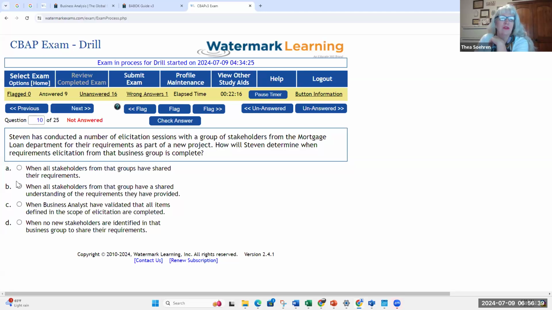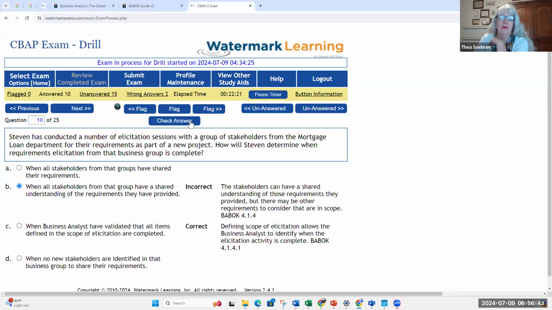B, because of shared understanding. Okay, several B's. Let's go with that one. Stakeholders can have a shared understanding of those requirements, but there may be other requirements to be considered in scope. And defining scope of elicitation allows the business analyst to identify when the elicitation activity is complete.